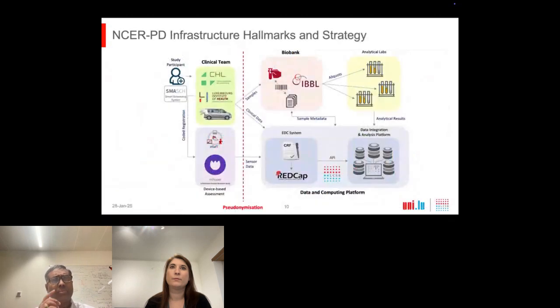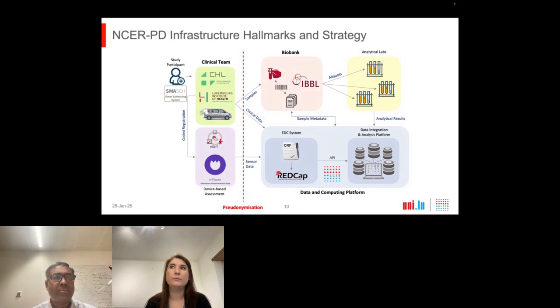My part was to build the complete data integration, data management, and computing environment. If you look at this picture, the study participant comes to the hospital, or we also have a mobile team, because elderly patients can't visit the hospitals. This van and the clinical team go to old age homes or other clinical sites to recruit the patients.